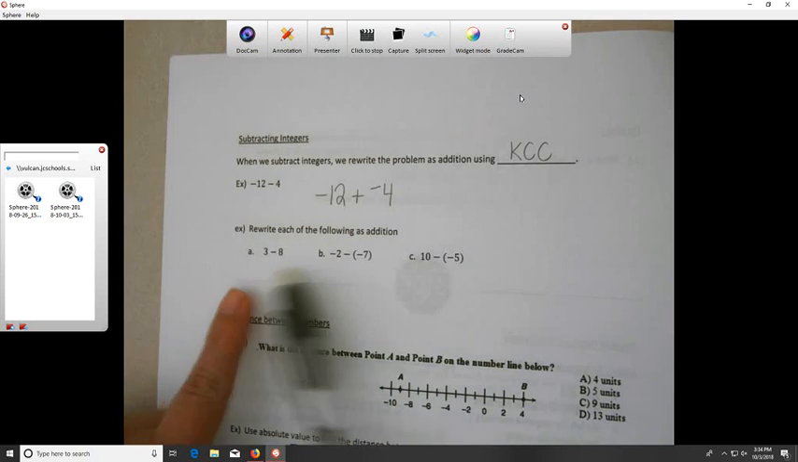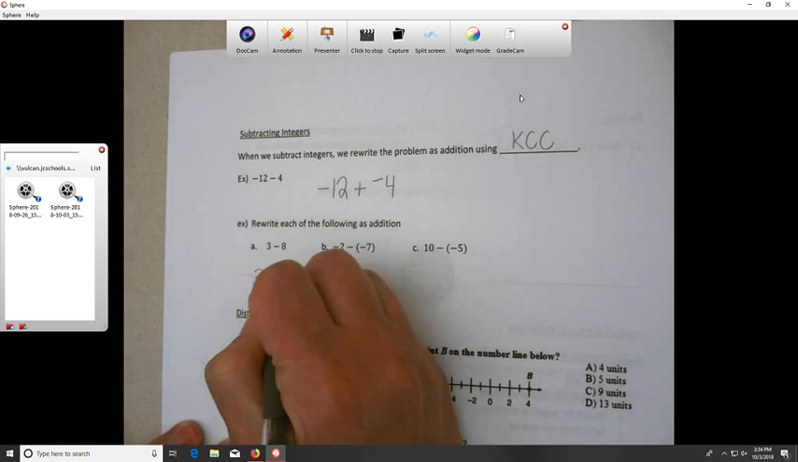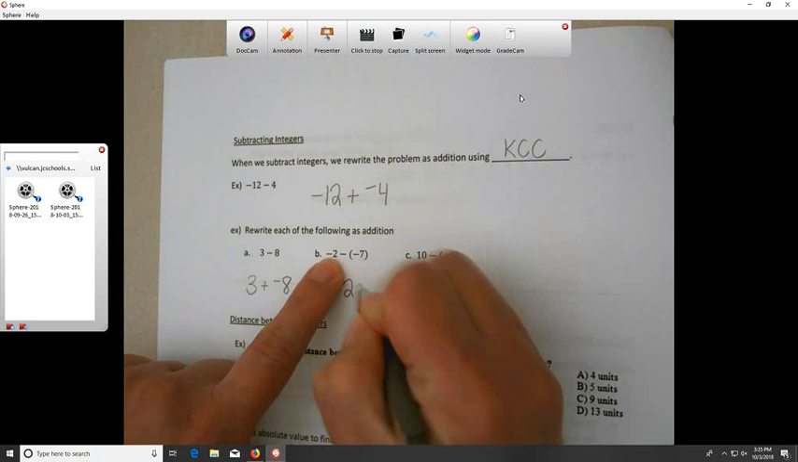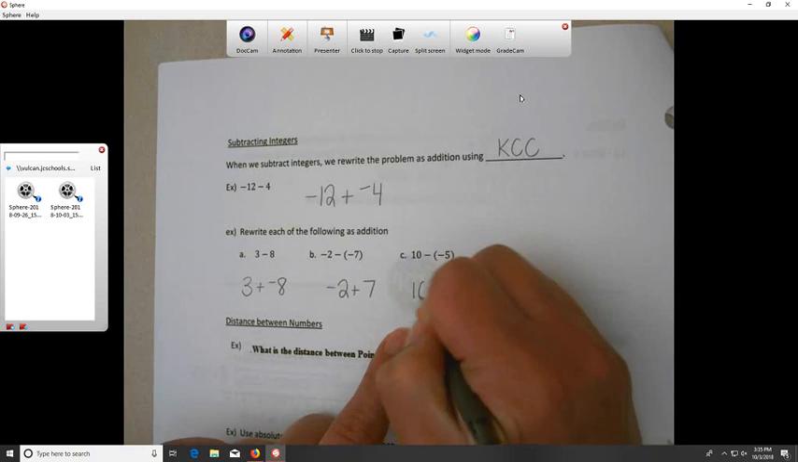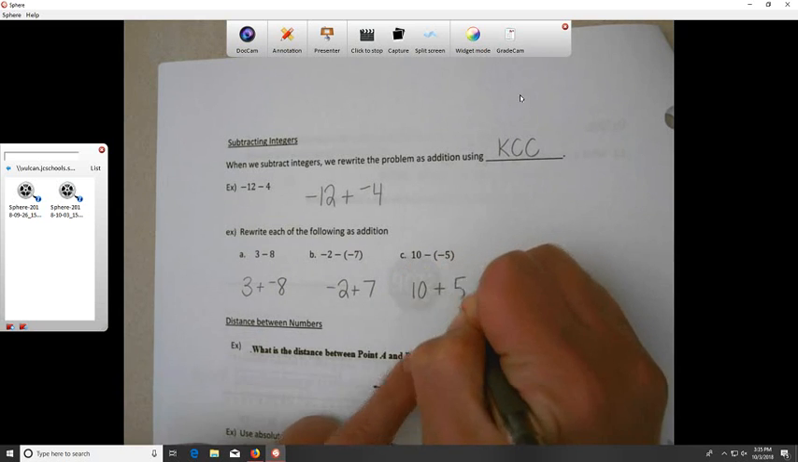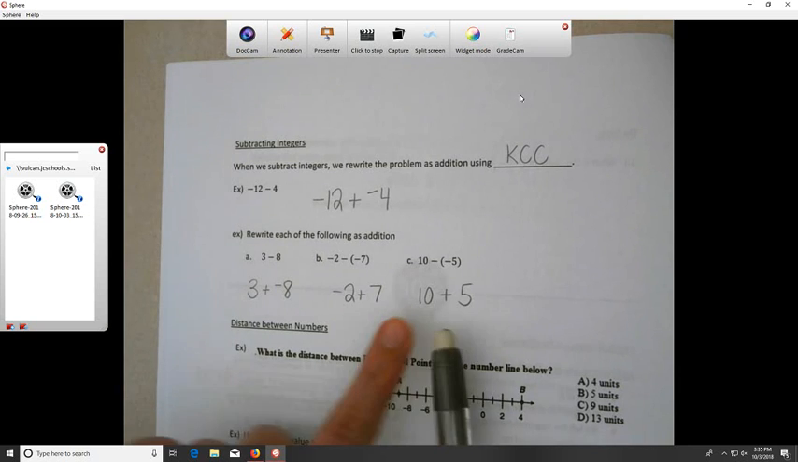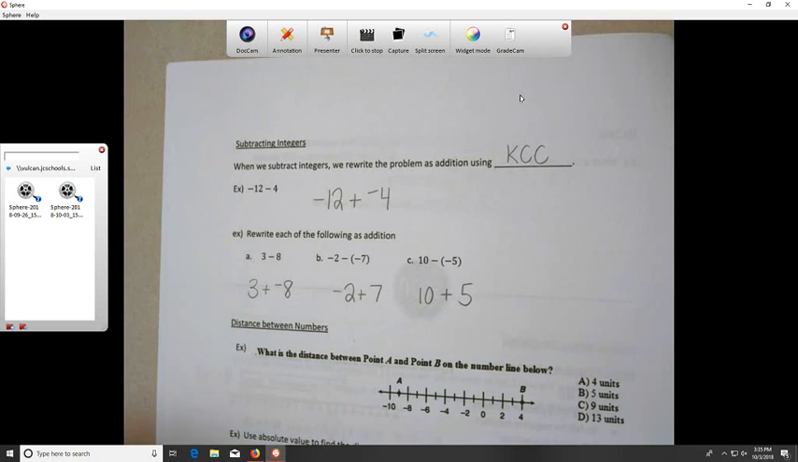Alright, and then these are just a few more examples of that. So keep, change, change, keep, change, change, and keep, change, change. So on your test, you just need to be able to recognize the addition version after doing keep, change, change.